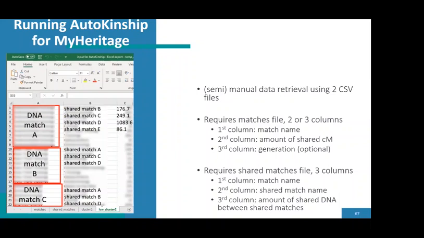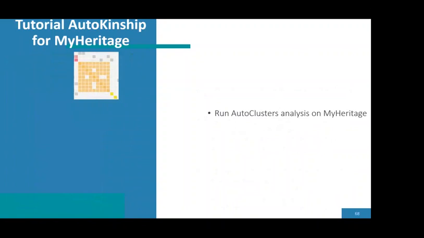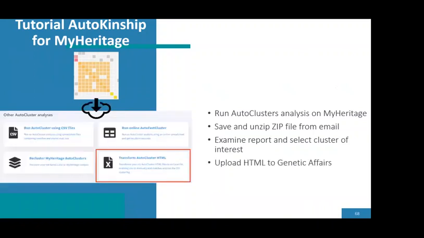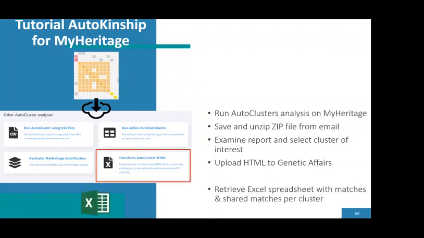So the match name, the shared match name, and also the amount of shared DNA between shared matches. Getting the data, like I said, is quite some work for MyHeritage, although we did make some tools to make life a little bit easier. To do this, first run the AutoCluster tools on MyHeritage, save the report and unzip the zip file from the email, examine the report and select the cluster of interest, then go to our website and upload the HTML file to our site. And after a few seconds, you will get a file that represents the Excel spreadsheet with all of the matches and shared match information.